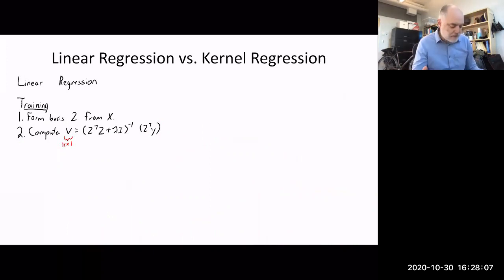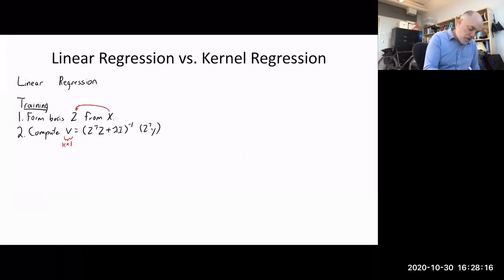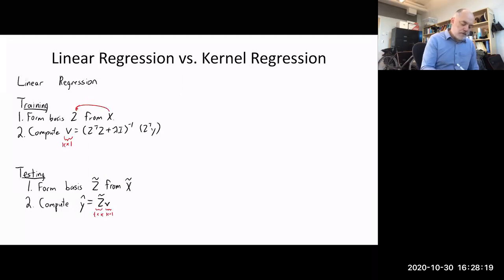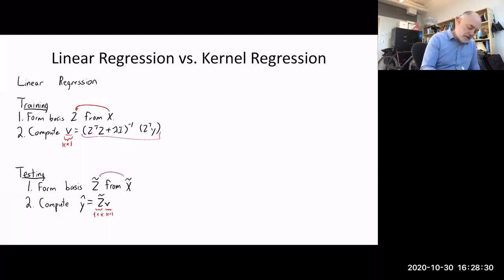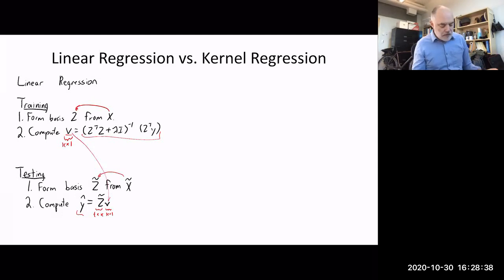Just to keep on this pedantic path, when we're doing linear regression, not kernelized, we form Z from X. We compute our model parameters by basically minimizing the normal equations, finding a minimizer of the normal equations. When we test, we form a basis Z tilde from X tilde. We compute our predictions using our k by one dimensional parameter and the basis expanded vectors for the test data.